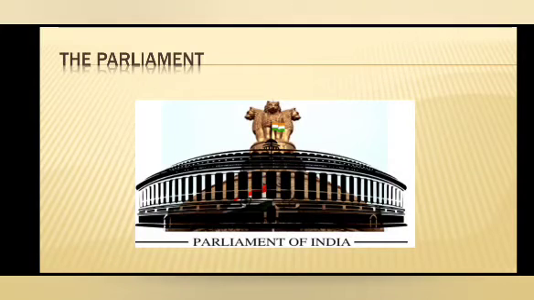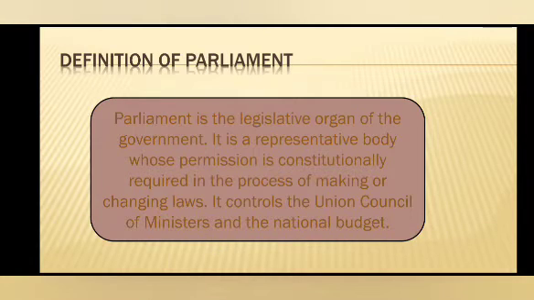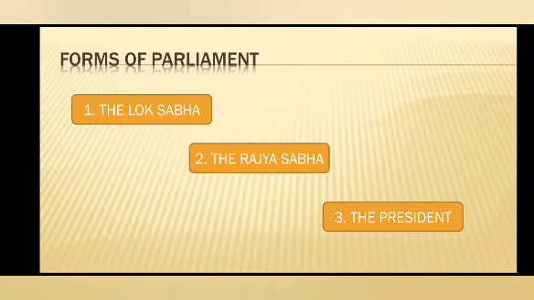The Parliament. The Parliament is the supreme legislative body of the country in India and England. It consists of the Lok Sabha, the Rajya Sabha, and the President. Definition of Parliament. Parliament is the legislative organ of the government. It is a representative body whose permission is constitutionally required in the process of making or changing laws. It controls the Union Council of Ministers and the national budget. Indian Parliament consists of three constituents: the Lok Sabha, the Rajya Sabha, and the President.